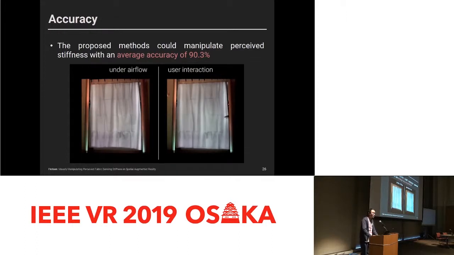So the results show that our proposed computational models could manipulate the perceived stiffness with an average accuracy of about 90.3% within the ranks of the fabrics from polyester, cottons, to the mixed cottons and linen fabrics.